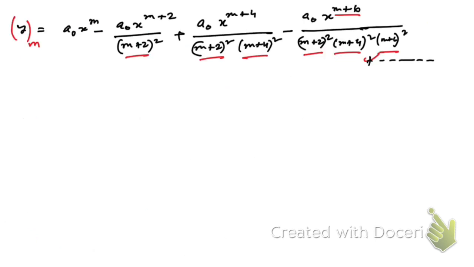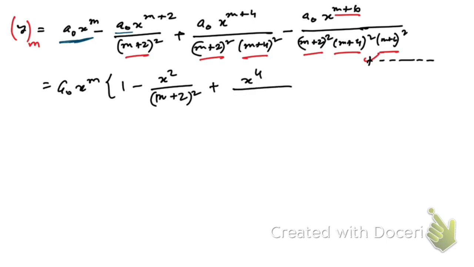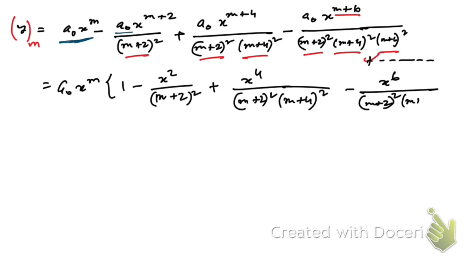So now let me copy this and go to the next slide. Here you see, again if you take a naught and x to the power m common from each term, then within the bracket you're going to have 1 minus x to the power 2 by m plus 2 whole square, plus x to the power 4 by m plus 2 whole square into m plus 4 whole square, then minus x to the power 6 by m plus 2 whole square into m plus 4 whole square into m plus 6 whole square, and so on, right? So that is what we can have.